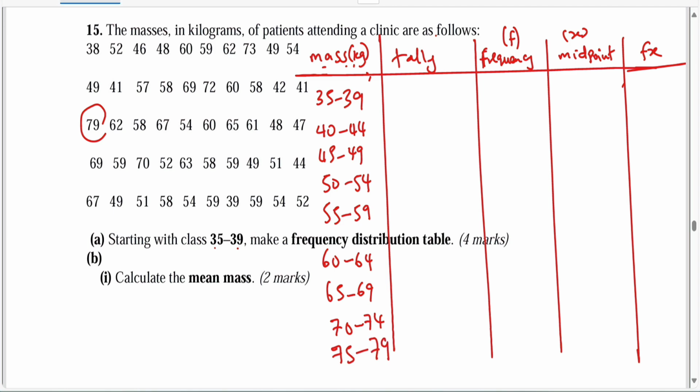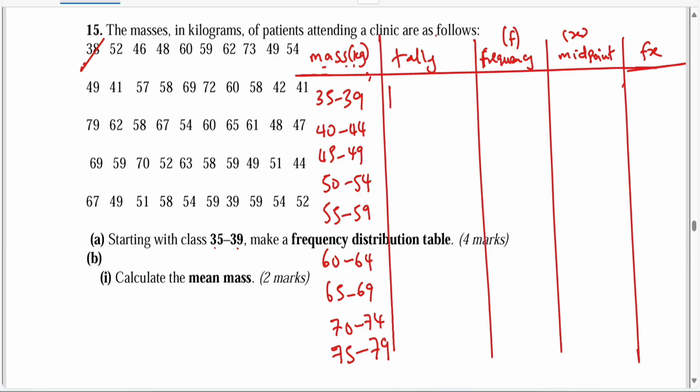So perhaps. Sorry for that. I didn't realize there was another number apart from 70. Okay, now when you're calculating tally, you just start from the first number to the last number. So let's start with 38. 38 is in this tally.